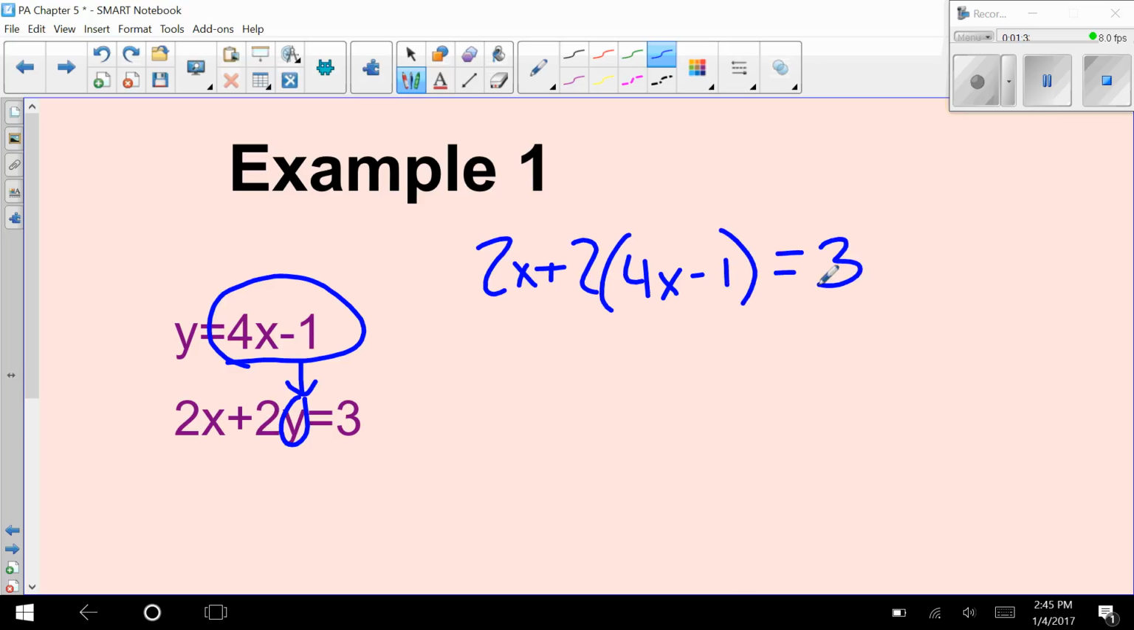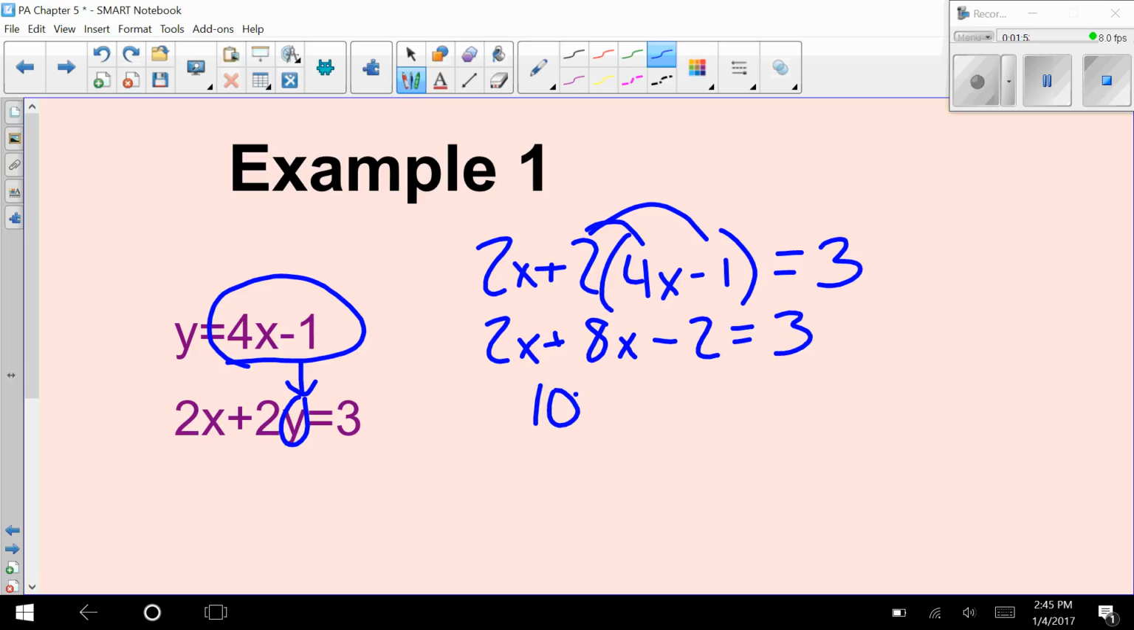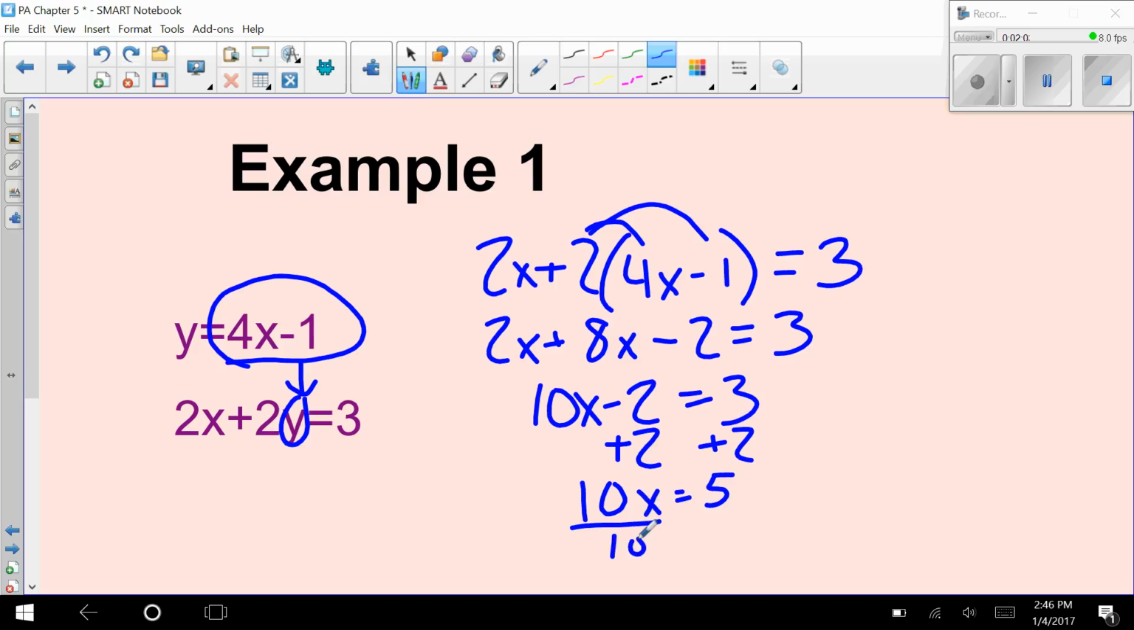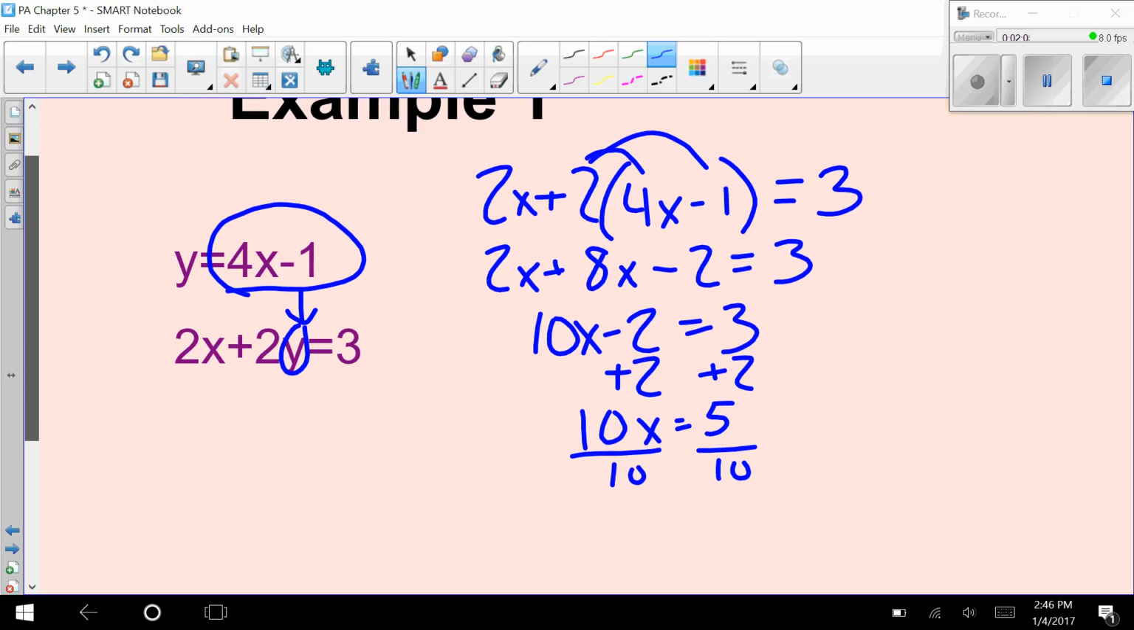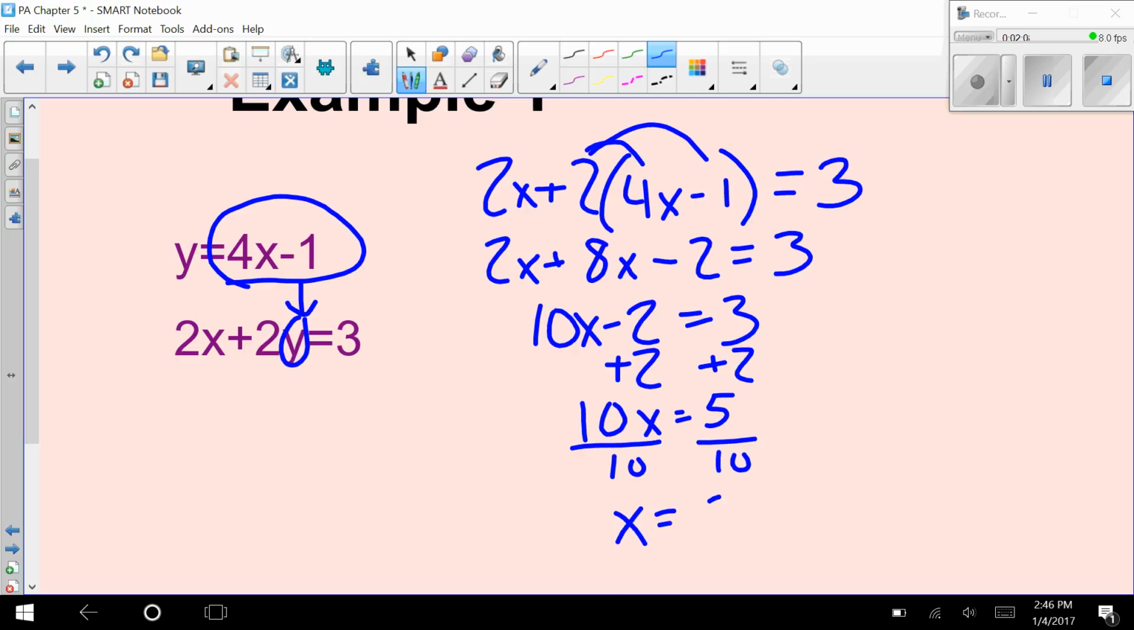equals 3. When you substitute, always put it into parentheses, because now we need to distribute that 2 because we just have a multi-step equation to solve. 2x plus 2 times 4x is 8x, minus 2 times 1 is 2, equals 3. Combine our like terms, 2x and 8x makes 10x, minus 2 equals 3. Add 2 to both sides, 10x equals 5, and divide both sides by 10, and we get x equals 1/2 or 0.5.